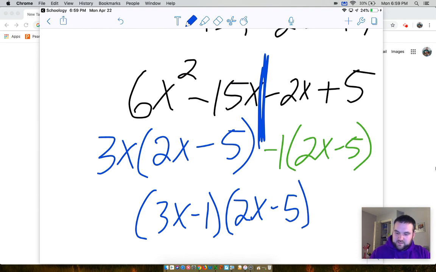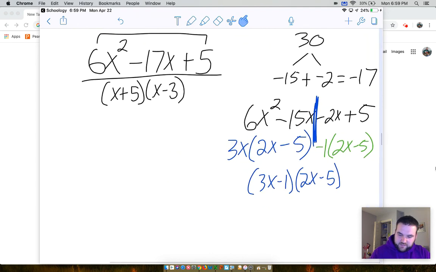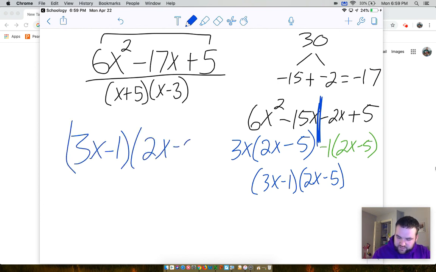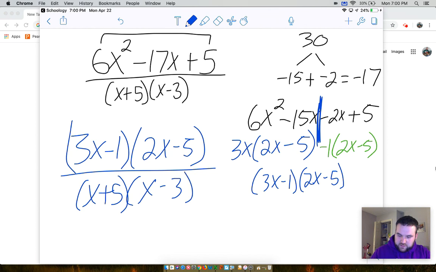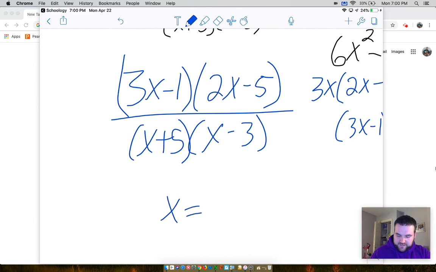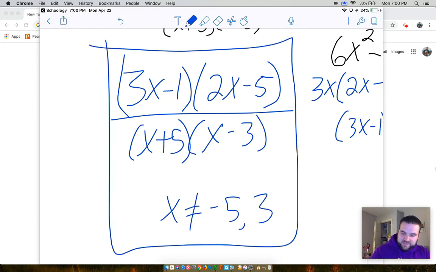And some of you may see that this was kind of a giant waste of time because nothing cancels when I factor the top. Here I've got x plus 5 times x minus 3. Clearly there's no cancellation there. There's no identical factors. So this is our final answer as long as x does not equal negative 5 or positive 3, because again, I cannot divide by 0.